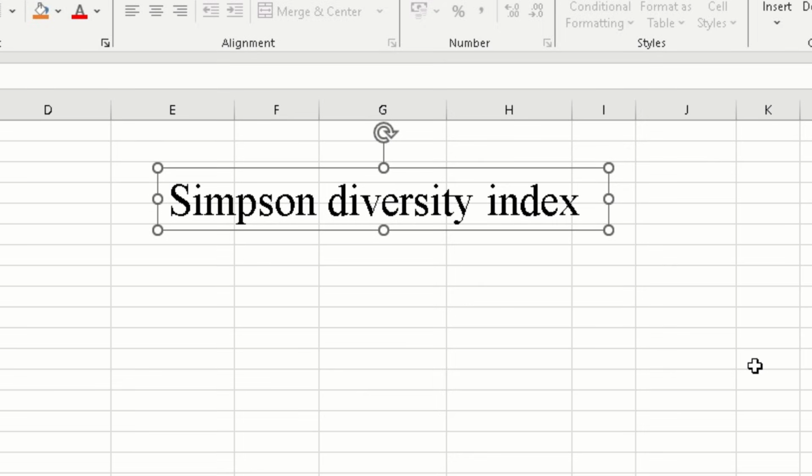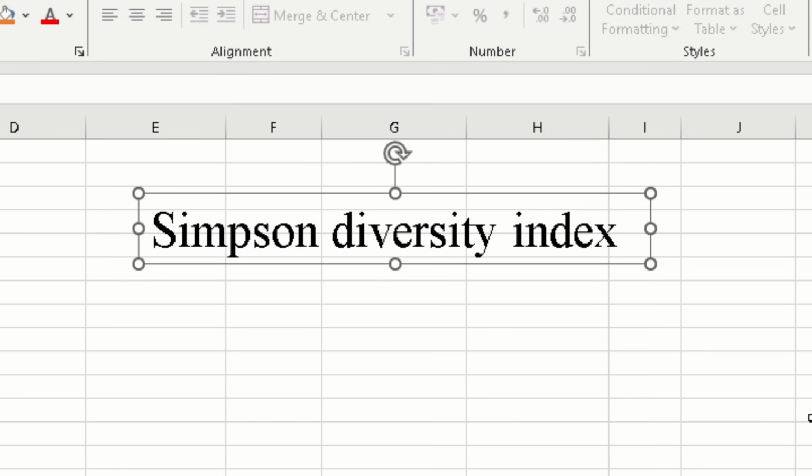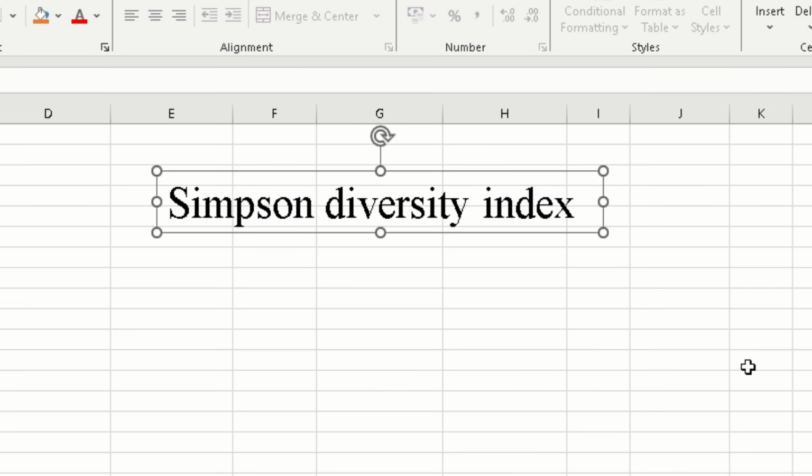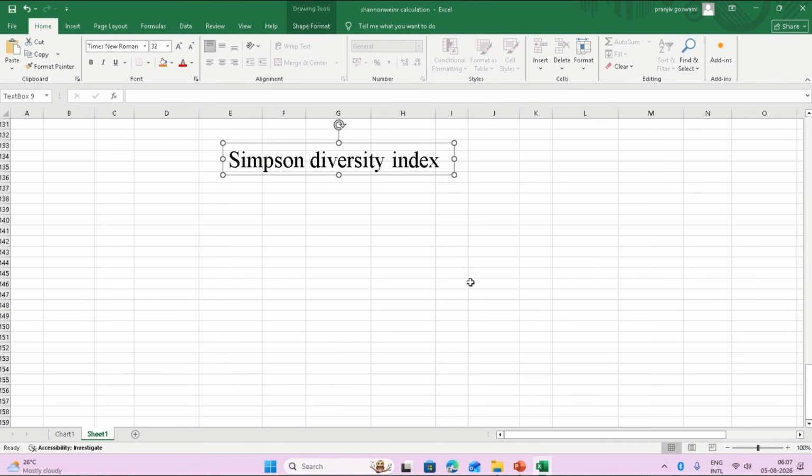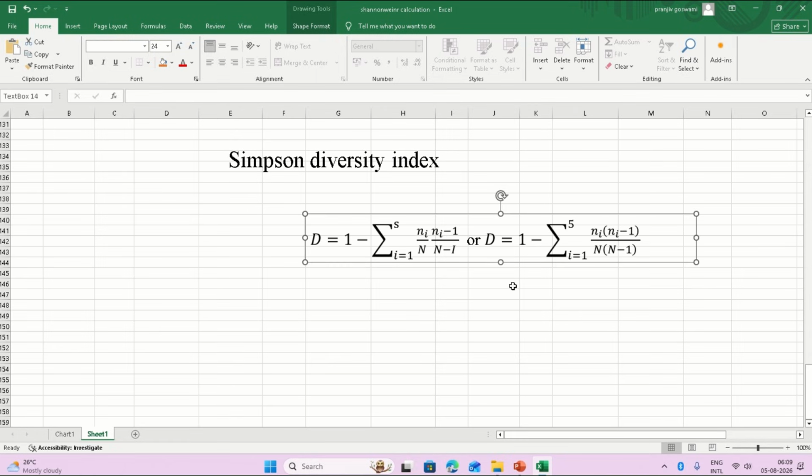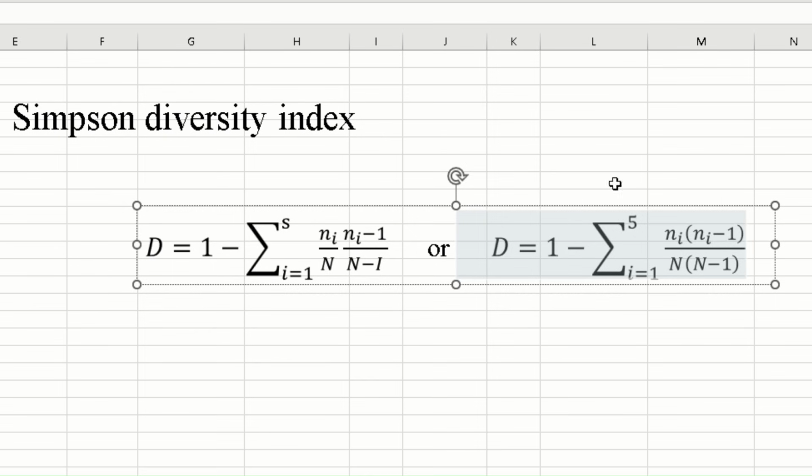So let us calculate the Simpson Diversity Index using Excel. The Simpson Diversity Index is calculated by this formula, this or this. In two forms we can write this formula. In this form the calculation will be easy. So let us do the calculations with an example.